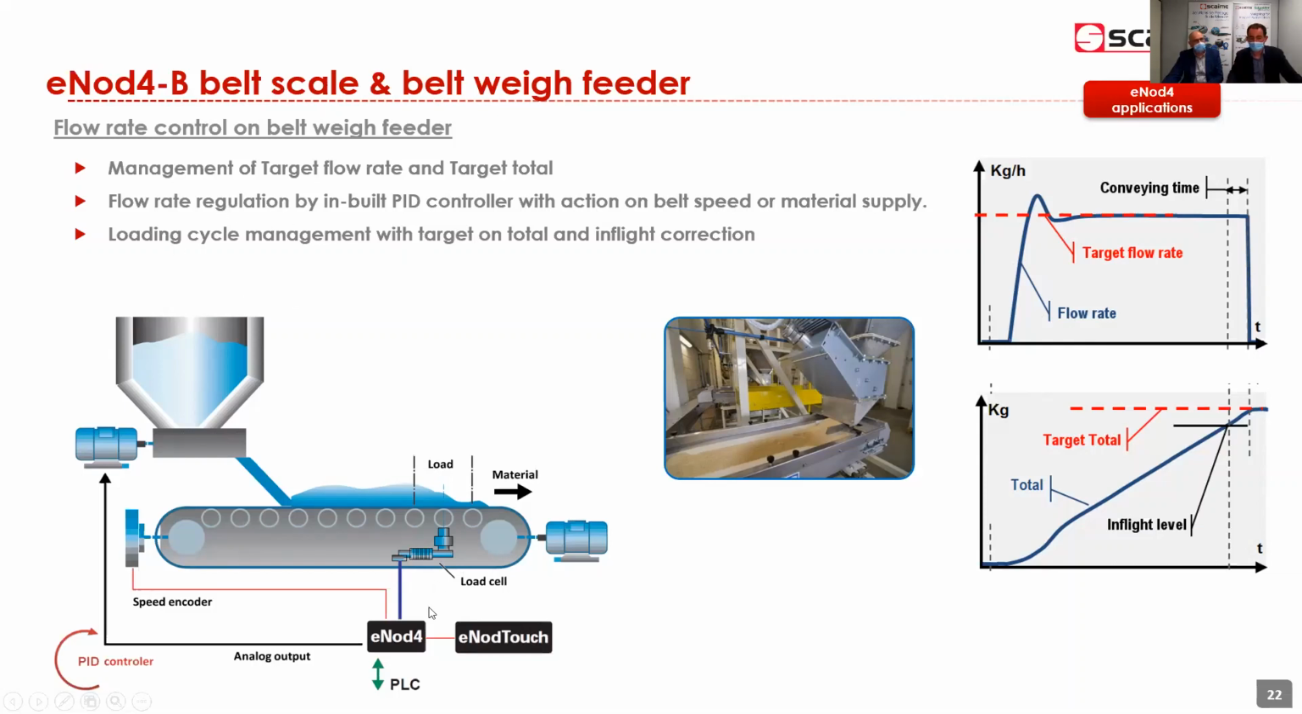Something very important and the main difference with the previous version, the flow rate will be controlled by an inbuilt PID controller that you can see here on the analog output that can either action the speed of the belt, or regulate the feeding, the supply of the material. And loading cycle management with target on total and in-flight correction.